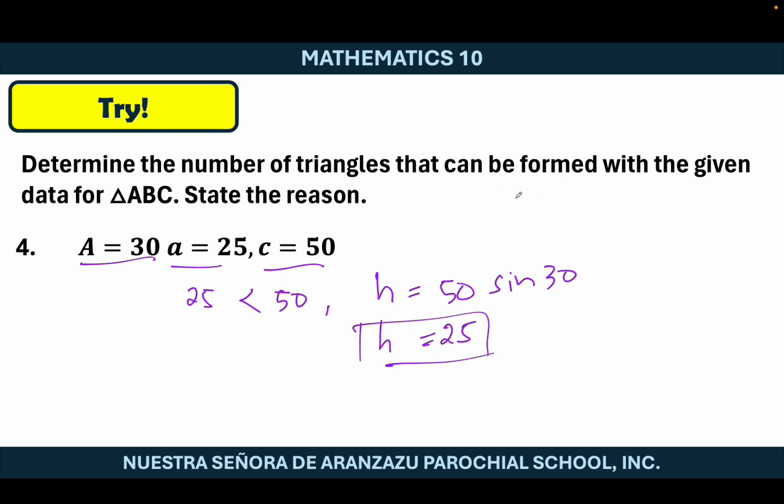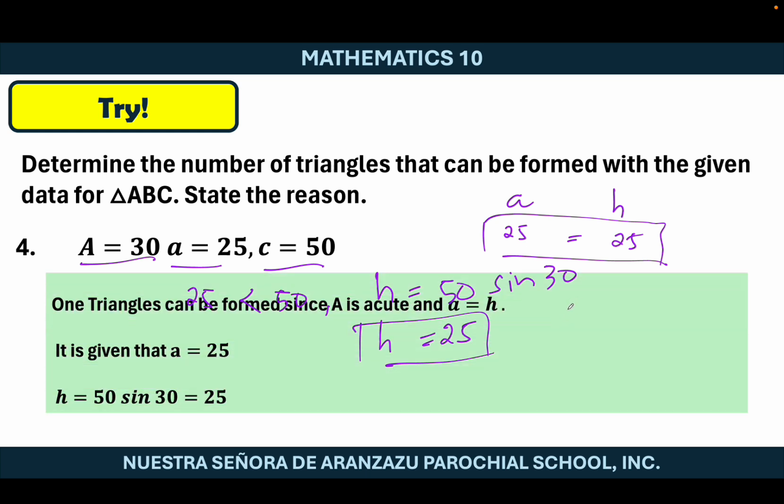And comparing the opposite side and the height, 25, they are what? They are equal. Now, since they are equal, therefore, how many triangles will be formed? Okay, that's correct. One right triangle. Okay, one right triangle is what you can form there.